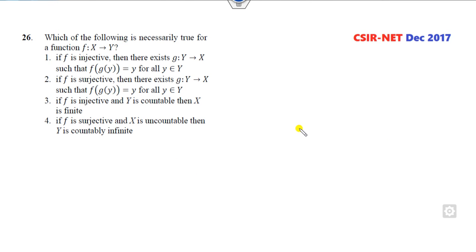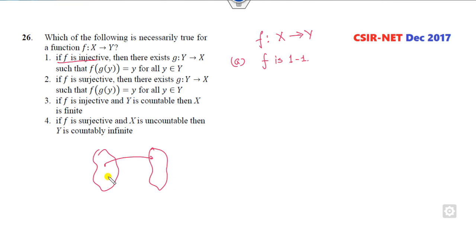Okay, now look at this important one. f is a function defined from X to Y and some condition is given to you. You can think about any function, but I will tell you the simple rule. f is 1-1. What is the meaning of that? f is 1-1 means each image corresponds to a distinct element here.